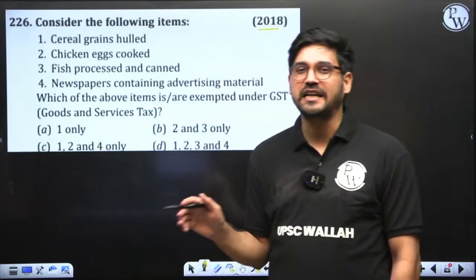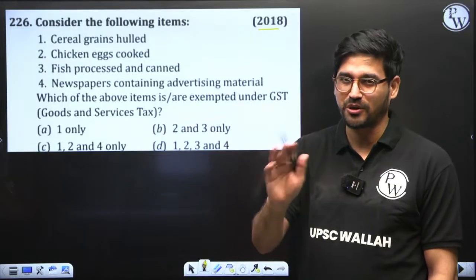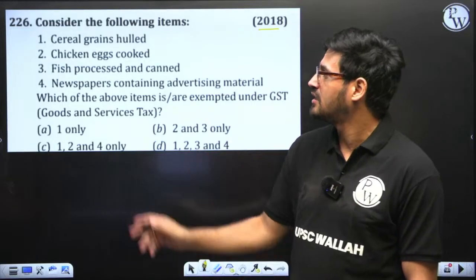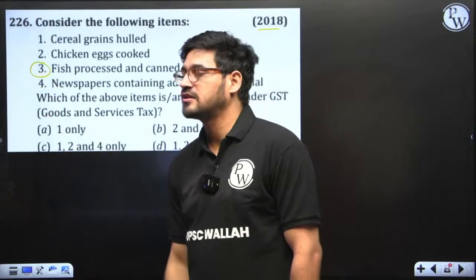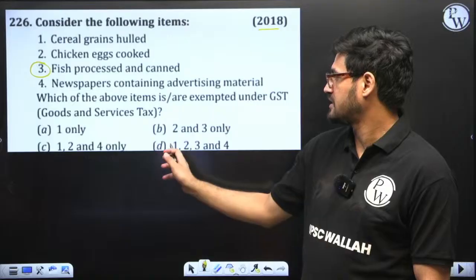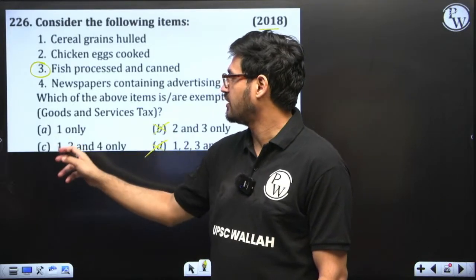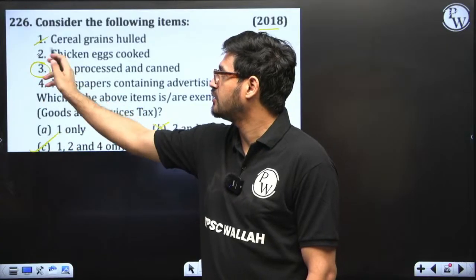It's a complete question based on information. You may know this, you may not know this. So, I mean, you don't have to sweat over not knowing this question. Canned products, right? Processed fish, canned fish is not GST exempted. That means wherever you find 3 has to be eliminated. The answer has to be 1, 2 and 4.